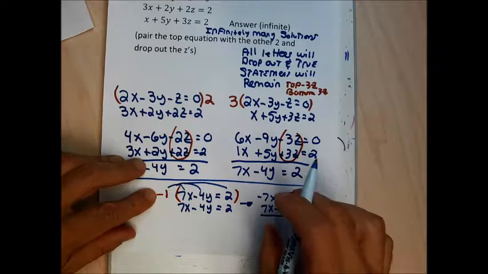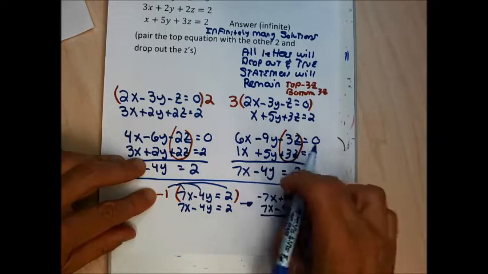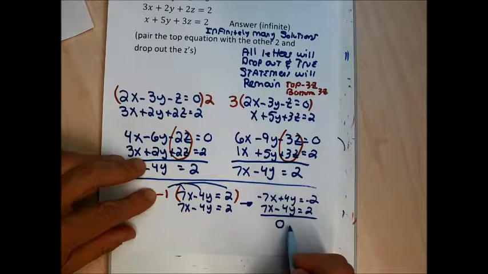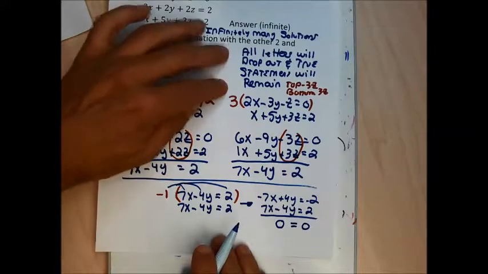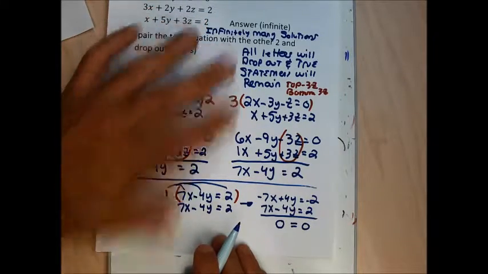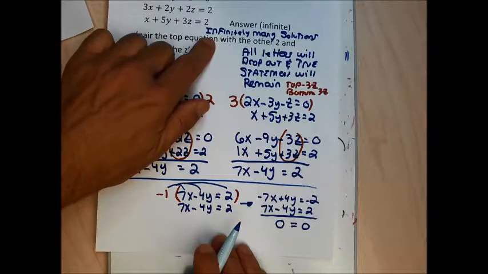When I combine these together, the x's and the y's cancel on the left side, so I get a 0. The 2's cancel on the right side, and I get a 0. If all the letters drop out and a true statement remains, you're done doing your algebra. We just say there's infinitely many solutions.